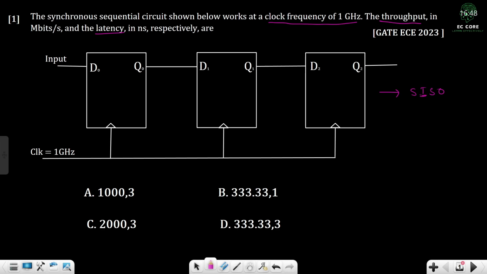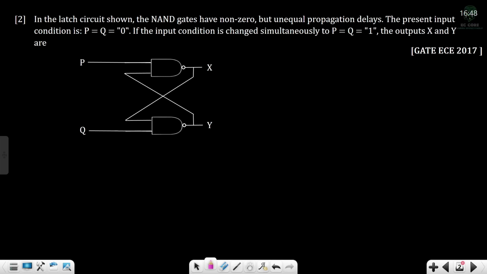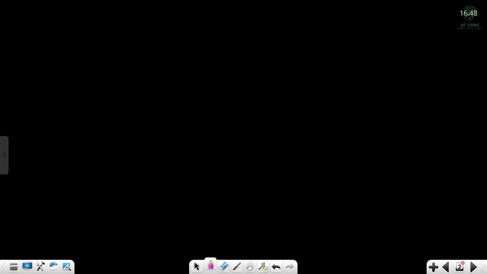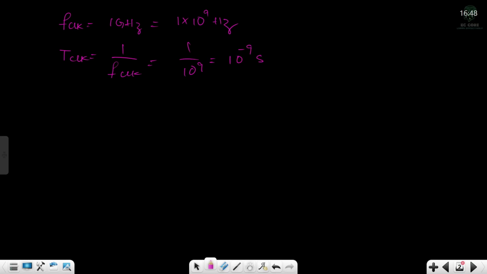So here we will try to find the latency. In order to find the latency, first we need to find the clock period T. We are given f clock equal to 1 gigahertz. When we convert into hertz, that will be 1 into 10 power 9 hertz. Now we will find T clock. We know that T clock is equal to 1 by f clock. That will be 1 by 10 power 9, which is equal to 10 power minus 9 seconds. When we convert into nanoseconds, this is 1 nanosecond.